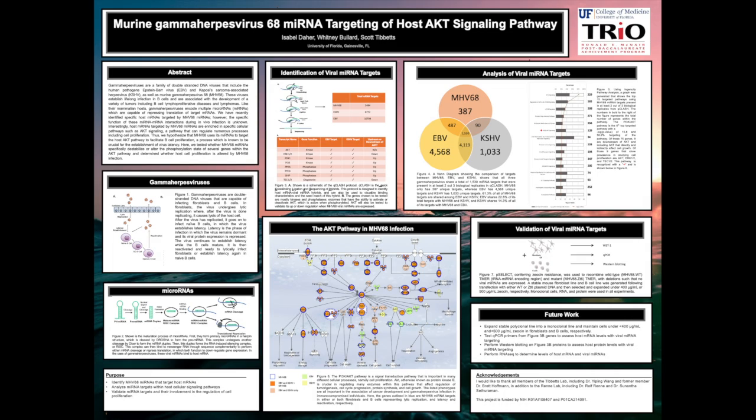So we know what host messenger RNAs are targeted by these viral microRNAs, but how can we assess the effects of these microRNAs in host cells? To do that, I cloned in a region of MHV68's genome encoding its microRNAs, named the TEMA region, into a plasmid, and then transfected both fibroblasts and B cells with this plasmid. From there, I selected and expanded transfected cells into a polyclonal cell line.